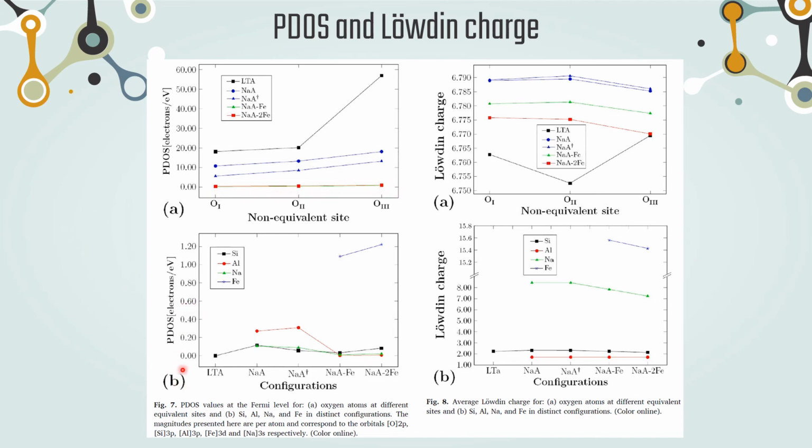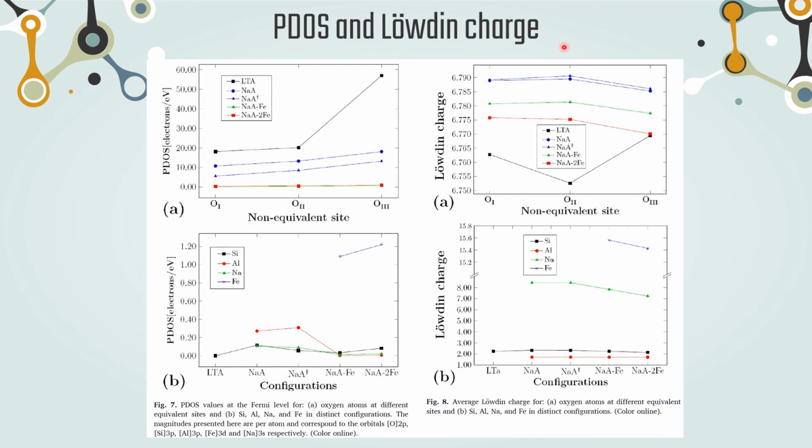Figure 7b shows the partial density of states contribution of the remaining atomic species at the Fermi level, also as a function of the different configurations. The result shows that compared to oxygen atoms, silicon, aluminum, and sodium atoms contribute very little. However, when iron is introduced, as we said, the oxygen atom contribution goes to zero. Iron takes control of the electronic conduction in the zeolite.